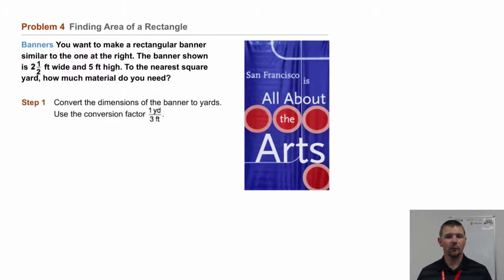Step 1. We'll convert the dimensions of the banner to yards. We'll use the conversion factor, 1 yard over 3 feet. And recall the way conversion factors work. A conversion factor is a ratio involving 2 units that equals 1. In this case, 1 yard is equivalent to 3 feet, and so the conversion factor 1 yard over 3 feet equals 1. The advantage of a conversion factor is that it can be used to cancel out units, or convert to the desired units.